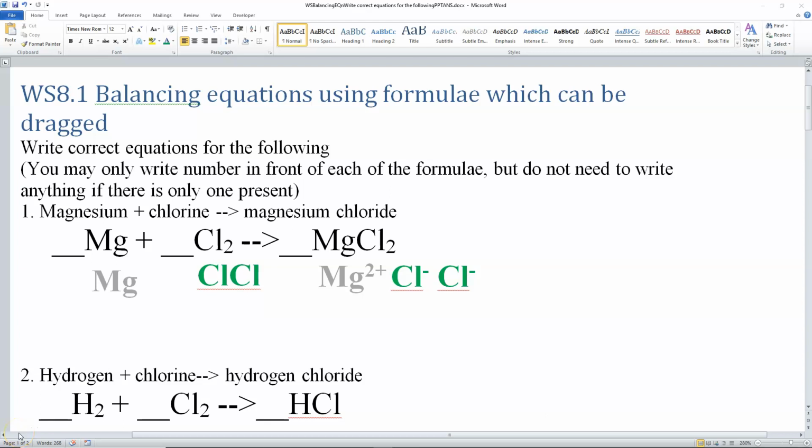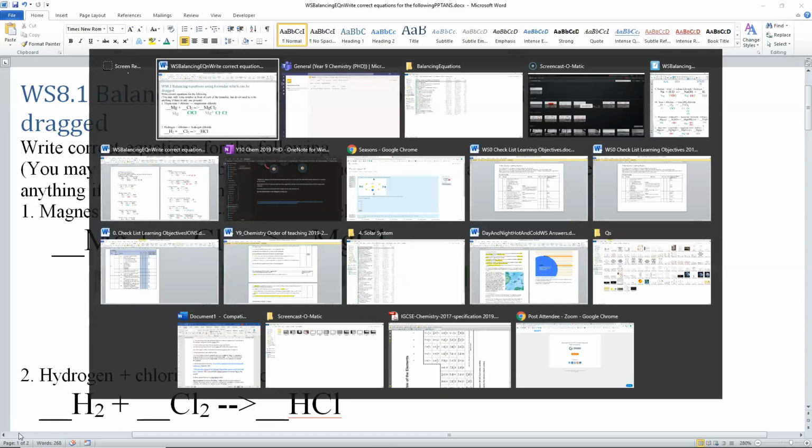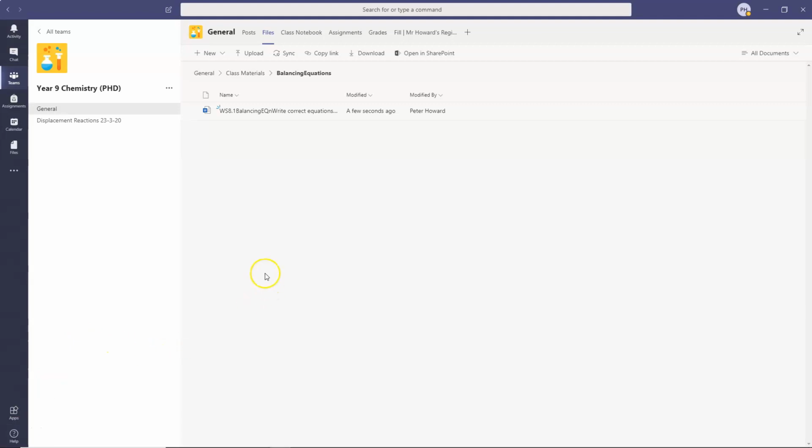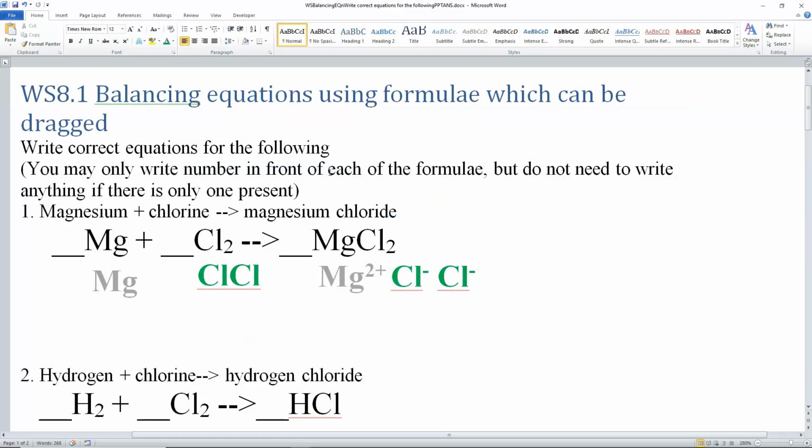We're going to go through balancing equations using formulae which can be dragged. This worksheet is likely to be found on your team site under Class Materials, Balancing Equations, Worksheet 8.1. It's a set of equations which need to be balanced.